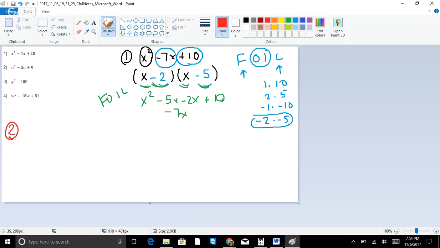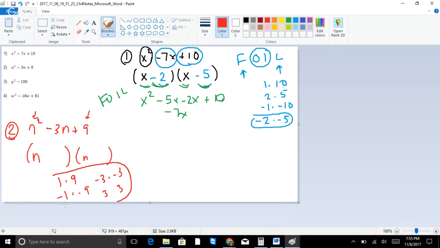Let's try number 2. We have n squared minus 3n plus 9. In order to get an n squared, I have to do an n times an n. So that's my first term. Now I look at my last term. I have a positive 9, so I can get that with 1 times 9, -1 times -9, -3 times -3, or +3 times +3. These are all my possible last term combinations.